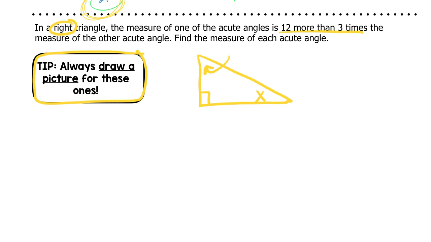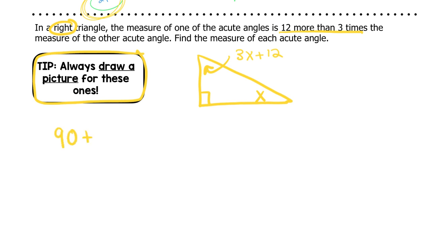So if one of the angles is x, and the measure of one acute angle is 12 more than 3 times the measure of the other acute angle, which is x, we should be able to come up with an expression to represent that. So 3 times the other angle x would just be 3x. But we don't want just 3 times the measure of the other acute angle. We want 12 more than 3 times the measure of the other angle. And more than means add. So we want to take 3x and add 12 to that amount. So there's our equation. Add up all 3 angles equals 180, and you're done.